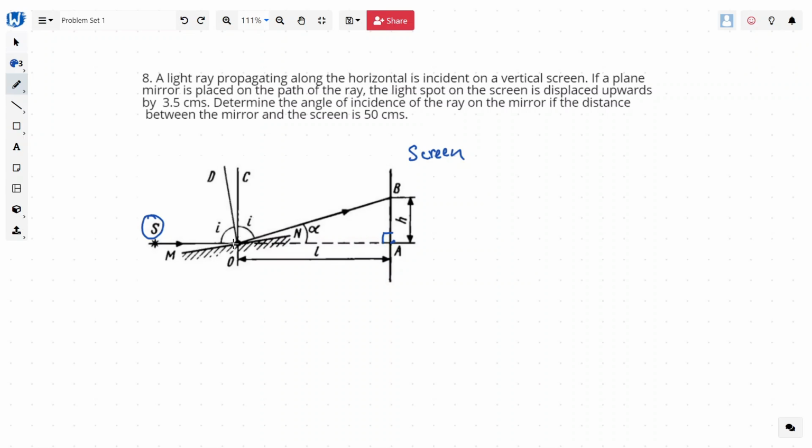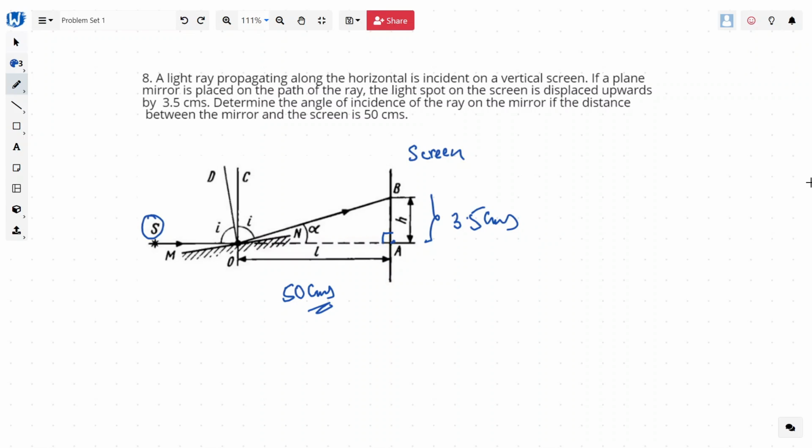So when we place the plane mirror, it will reflect the light like this, and basically the displacement h is 3.5 centimeters. Determine the angle of incidence of the ray on the mirror if the distance between the mirror and the screen is 50 centimeters. So the distance between the mirror and the screen is 50 centimeters, so we also know that. Now this is 50 centimeters. So these are the two things which are given, and we have to find the angle of incidence I in this case.